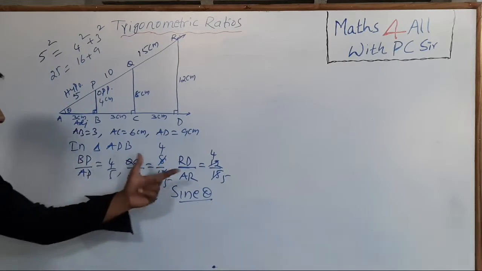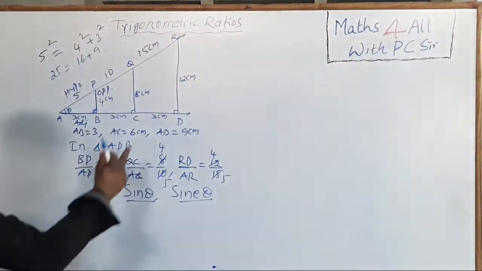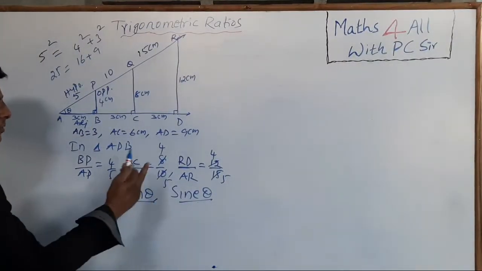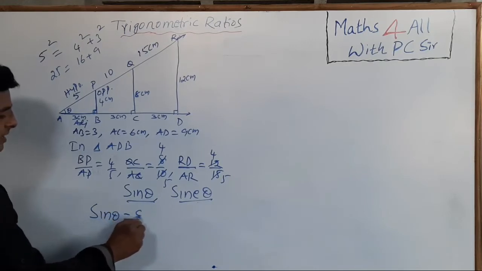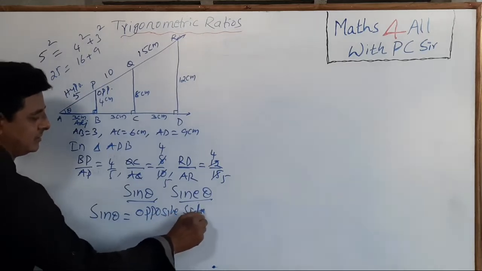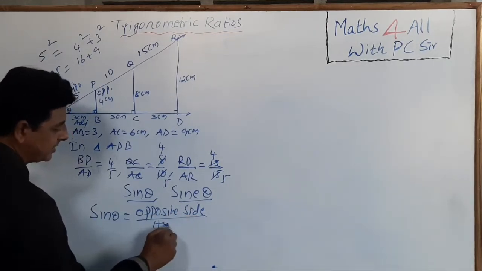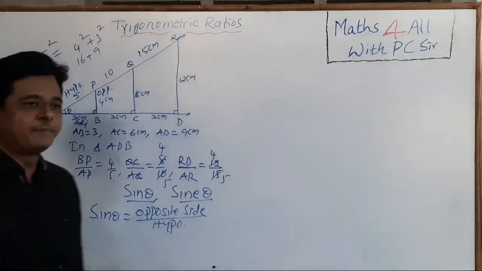4 by 5. So, sin theta is equal to the side opposite to theta by hypotenuse. That is the first trigonometric ratio. Sin theta is equal to opposite side by hypotenuse. Understood?